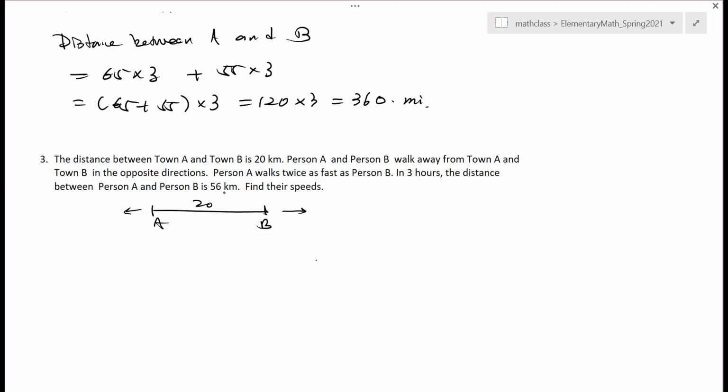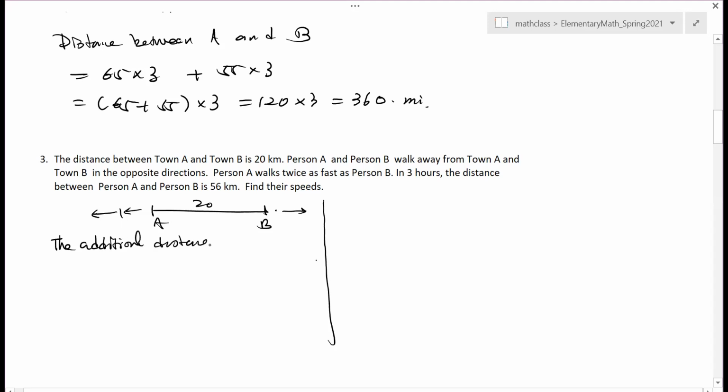We can do a couple ways to solve the problem. You can draw the picture like that to double the speed. So you have this, right? So this additional distance that travels in total will be 56 minus 20, right? And that is 36. So 36. But look at the picture.